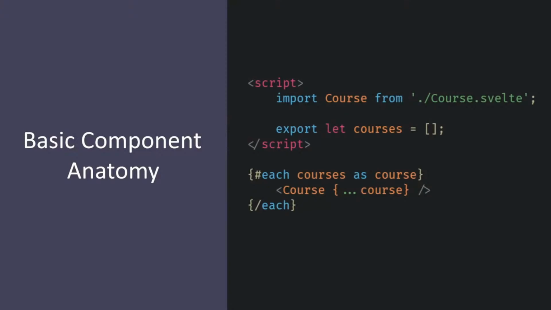Let's start at the basics. What does a component look like? Here is version 3. We import components, we export props, we use them in our markup. And if you have lots of props you want to pass to children, you can spread them in those children.